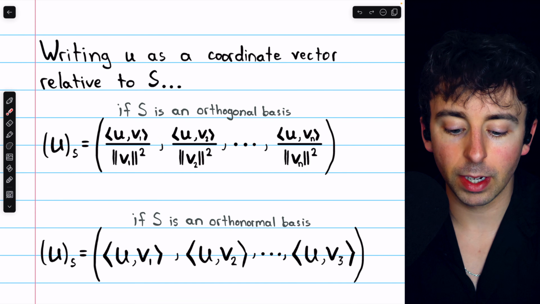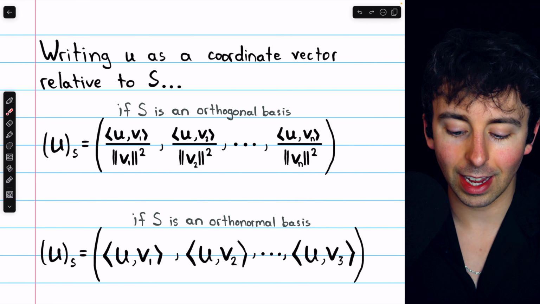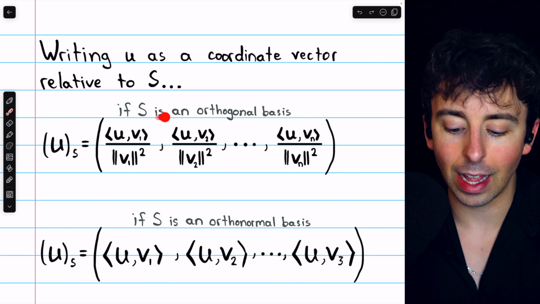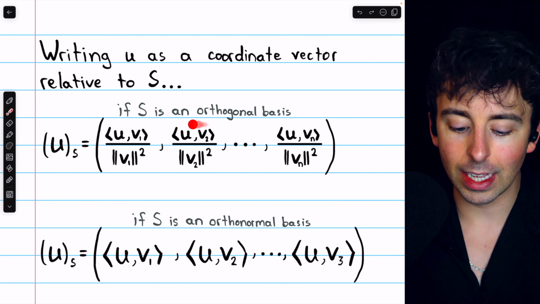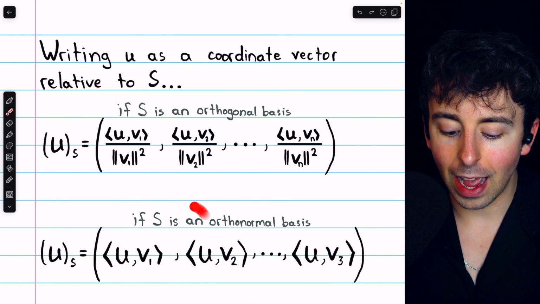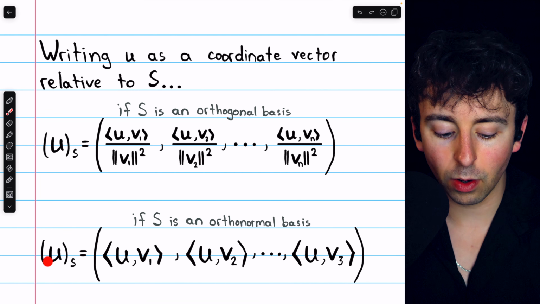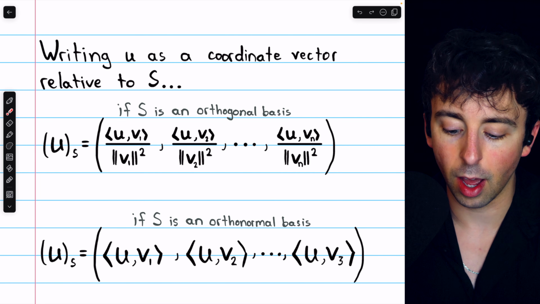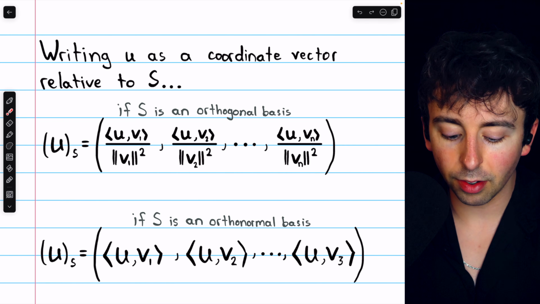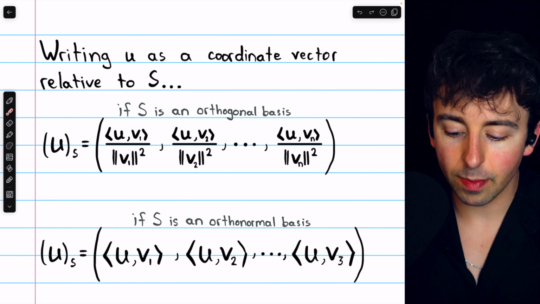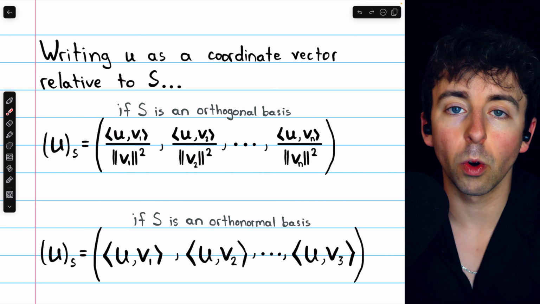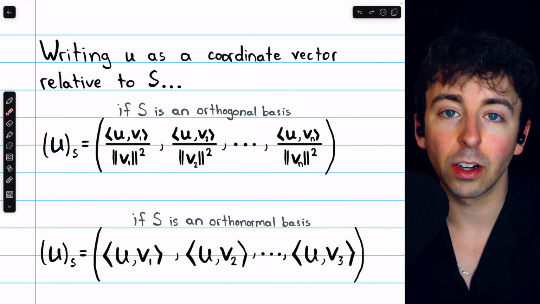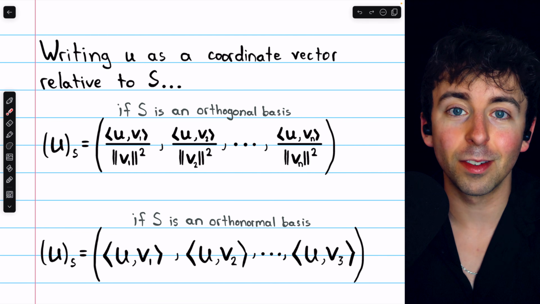Stating the previous theorem in coordinate notation looks like this. The coordinate vector of U relative to the basis S, if S is an orthogonal basis, looks like this. If S is an orthonormal basis, then the coordinate vector of U relative to S looks like this, with those denominators just gone. This certainly makes clear in some way how nice orthogonal and orthonormal bases can be. This is a much simpler procedure to find coordinate vectors than we have faced previously.